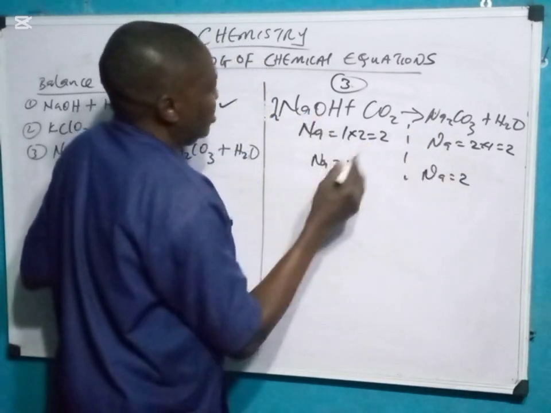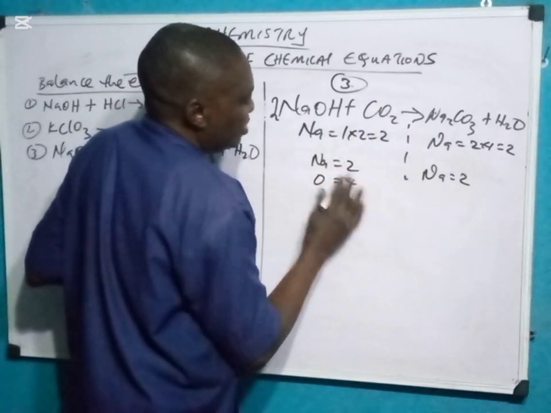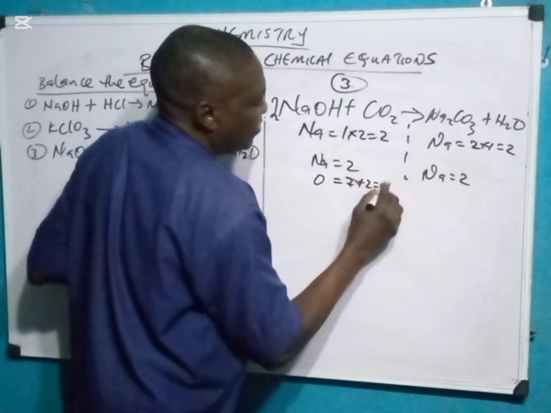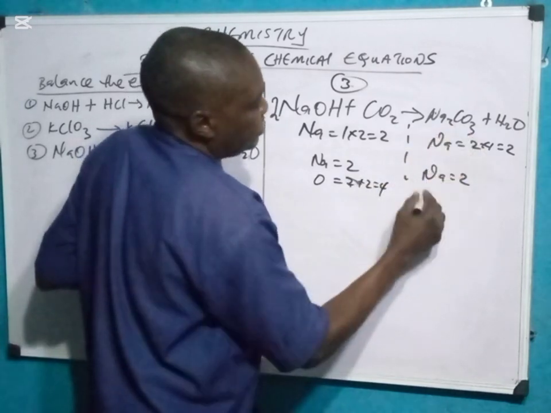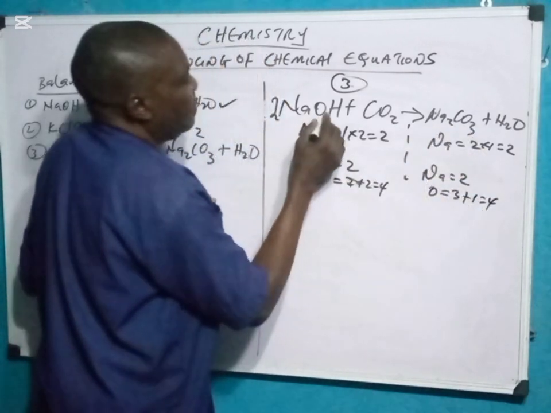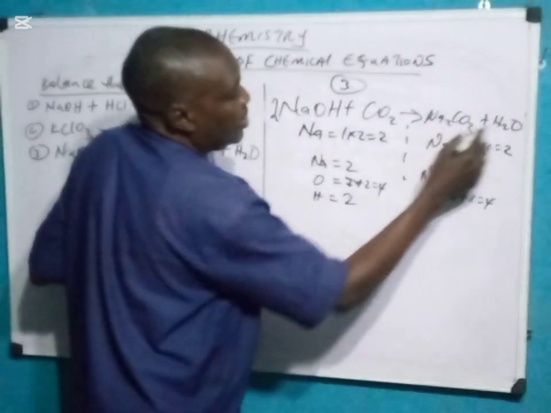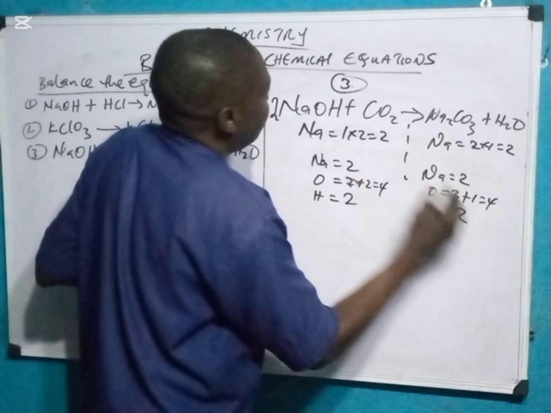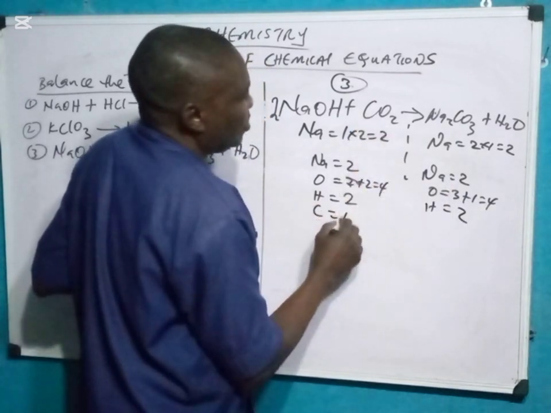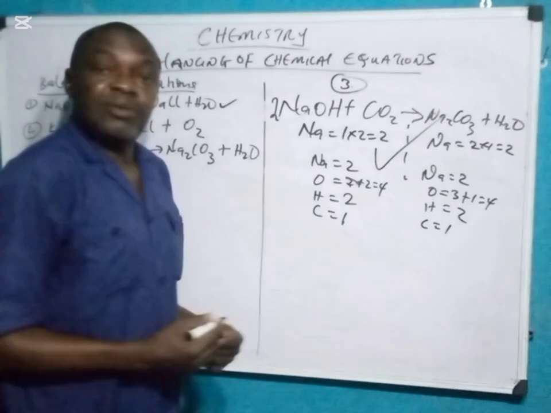Oxygen here is 2 plus this 2, 4. Oxygen is 4 here. That's 2 plus 2 equals 4. Oxygen here is 3. 3 plus 1 equals 4. Then hydrogen here is 2. The last one, carbon. Carbon is 1. Carbon is also 1. So this equation is also balanced.